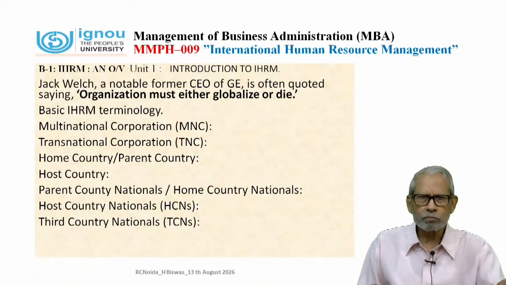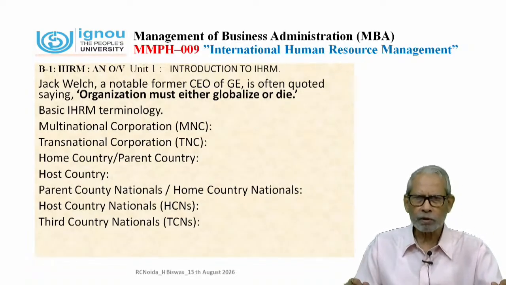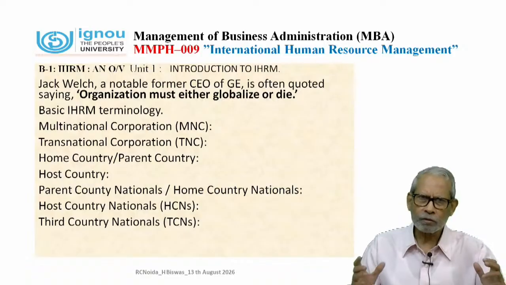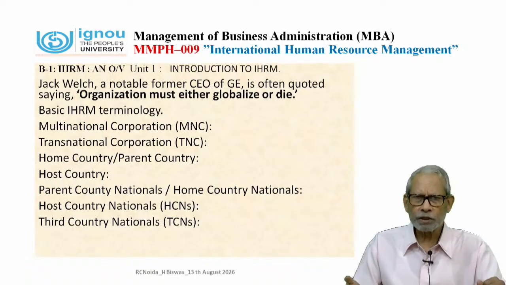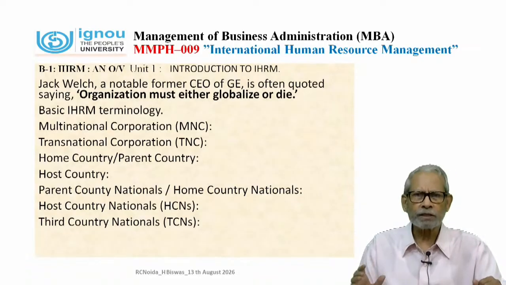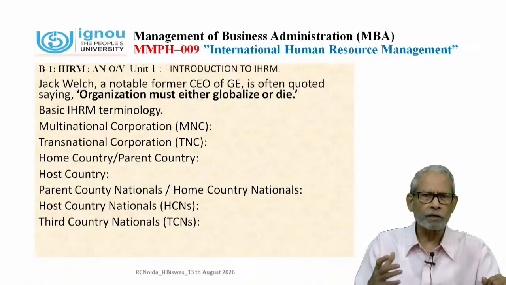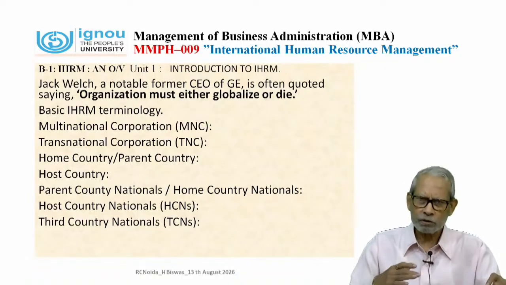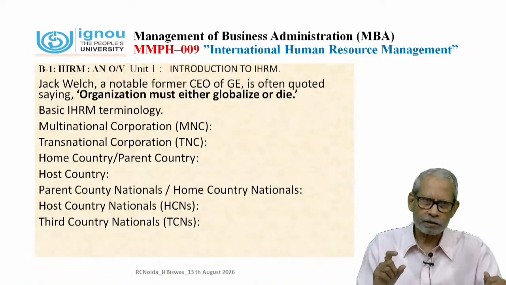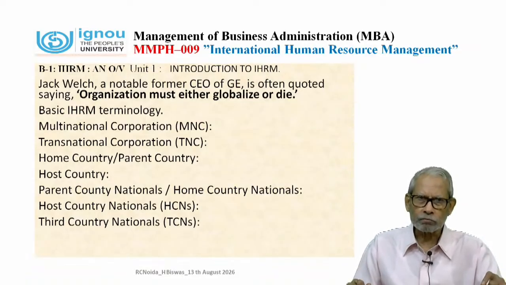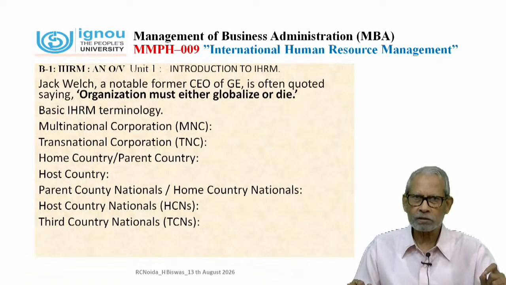Now, I have to go through some of the important areas again. Organizations must either globalize or die, because business is not a charity. Some profit margin should be there so that you can survive, earn profit revenues, give it to employees, and there should be growth. That is why the notable former CEO of GE says the organization must either globalize or die.